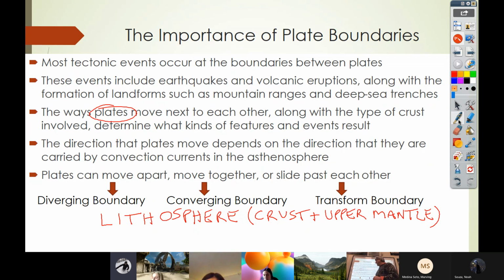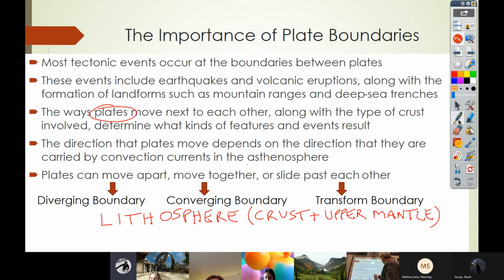So the way these plates move next to each other, along with the different kind of crust that's involved, determines what kinds of features and events result. So are they moving together? Are they moving apart? Are they sliding past each other? The way they move is important, but also whether it's basalt or granite crust, whether it's ocean floor or a continent. That has a big difference in what kinds of events occur. Of course, the direction the plates move depends on the direction that they're carried along by convection currents in the asthenosphere. And that's why we spent so much time talking about convection currents last chapter.